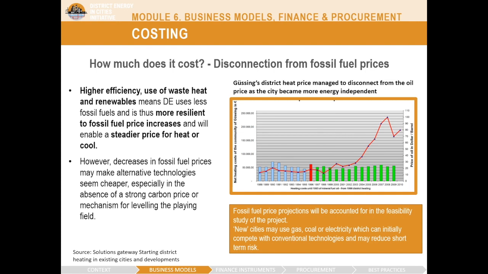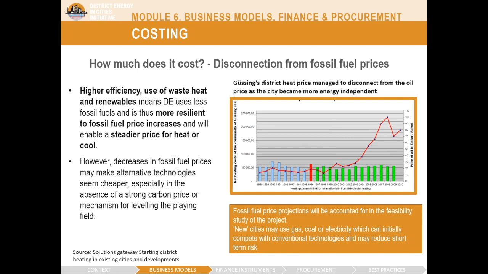However, decreases in fossil fuel prices may make alternative technologies seem cheaper, especially in the absence of a strong carbon price or mechanism for leveling the playing field. Fossil fuel price projections will be accounted for in the feasibility study and financial modeling of the project.